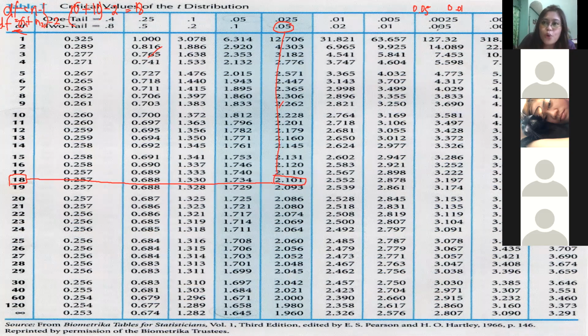2.101. So please take note of our tabular t-score value. That is 2.101. And our computed t-score is 3.30. So how do we interpret it? Now this is our interpretation. Wait, let me trace this.